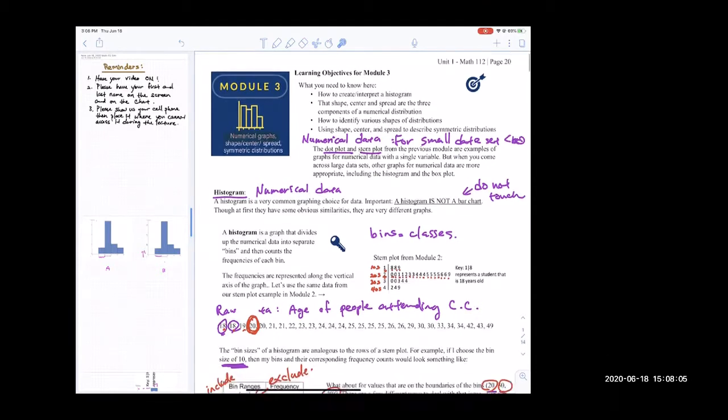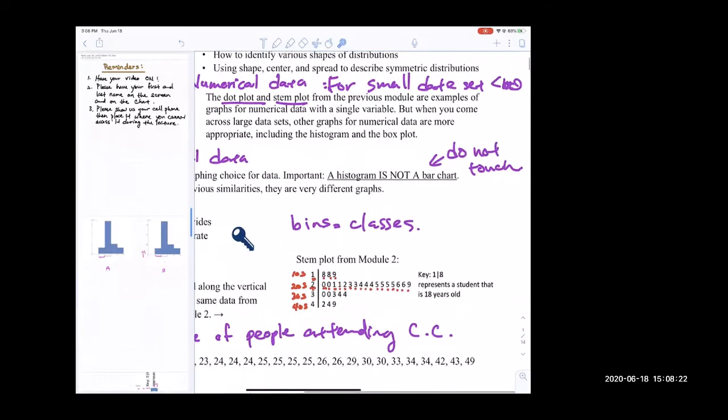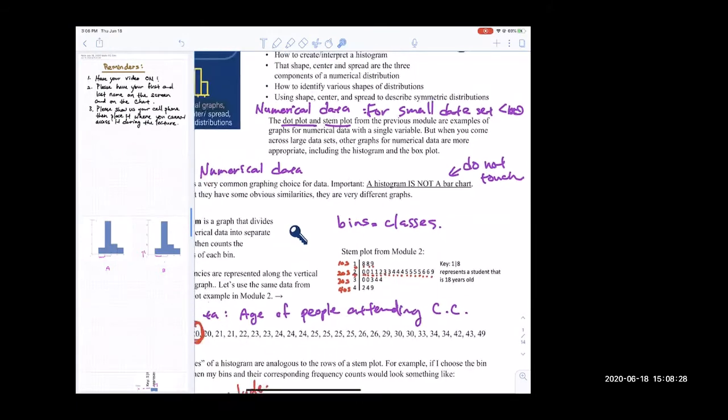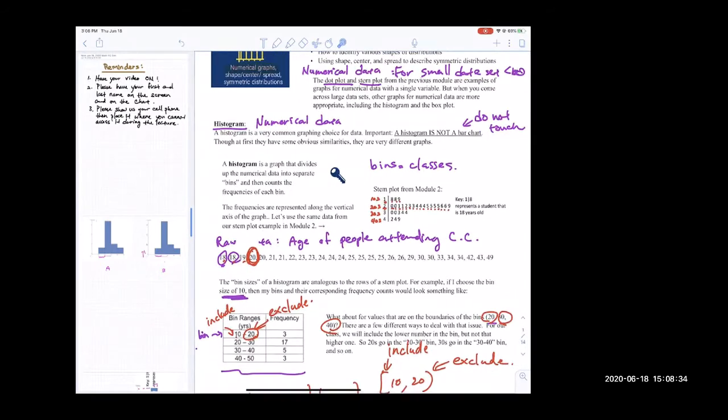Okay, again, histogram is a numerical data, right? Organization of the numerical data. Okay, histogram is a very common graphing choice for numerical data. Histogram is not a bar graph, right? Bar graph, what? Do not touch. Histogram, right? Whereas histogram is what? They touch each other. Okay, that's the key difference, which is also one of the major differences: bar graph deals with what we call categorical data. Histogram deals with numerical data. Okay, so far so good.